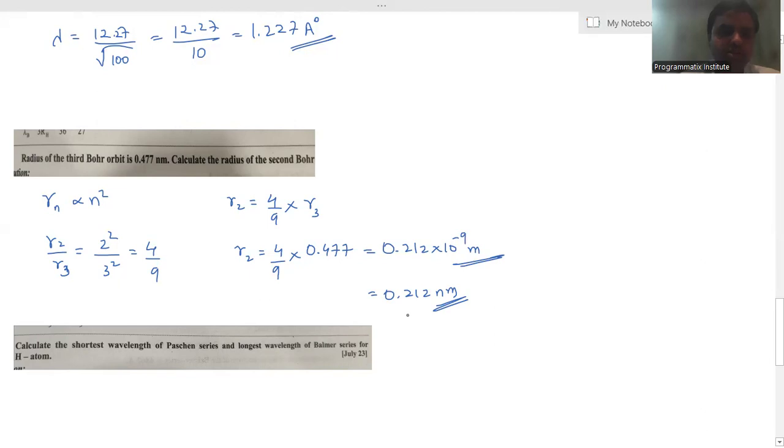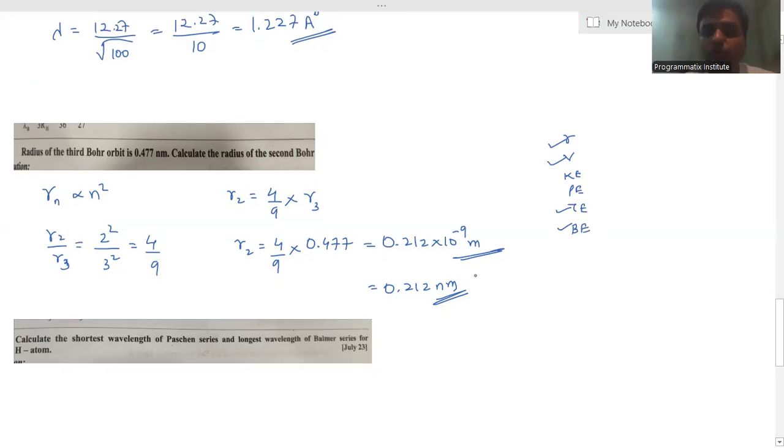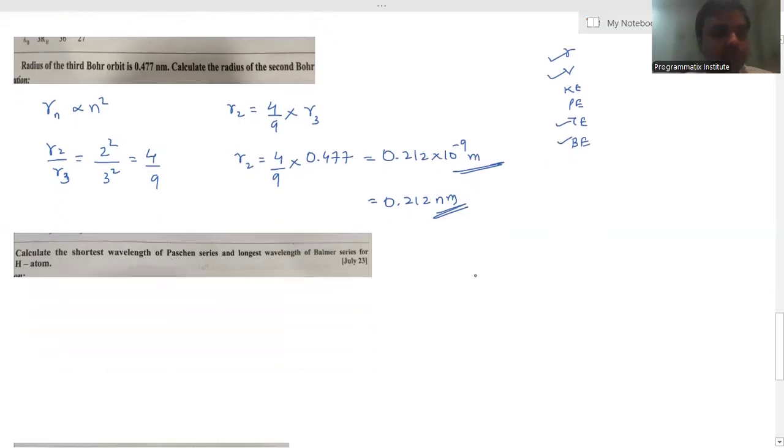Fine. So just remember, I have told you to remember three relations: radius, velocity, and the formulas for kinetic energy, potential energy, total energy, and binding energy. For relations, you can remember radius, velocity, total energy, and binding energy. This was the same, right? So if you know these things, then all these problems will be really very simple for you guys.